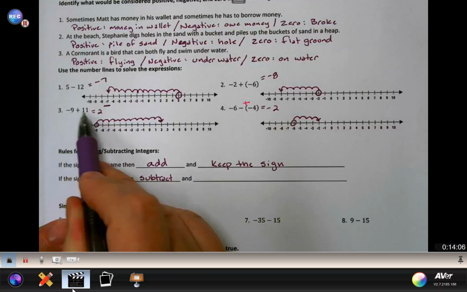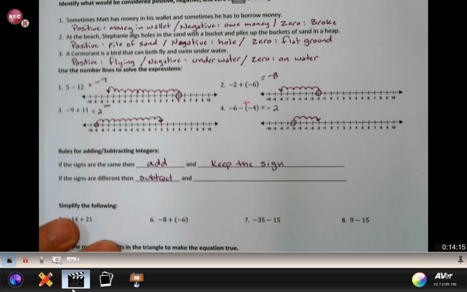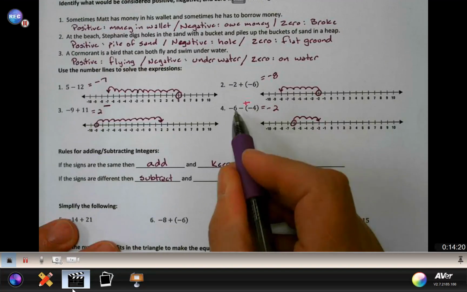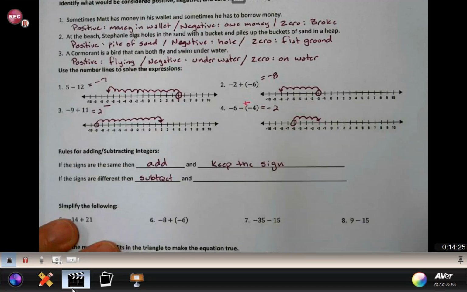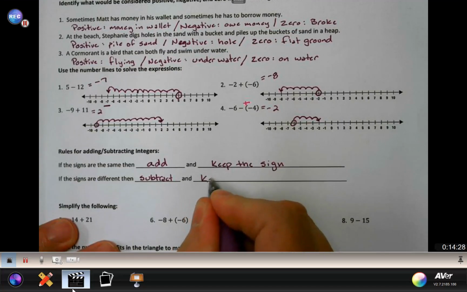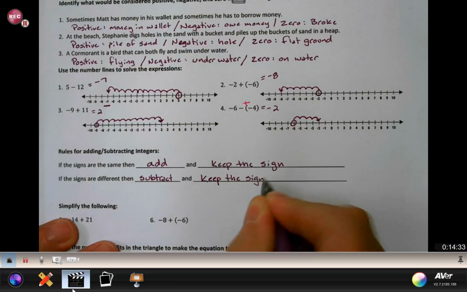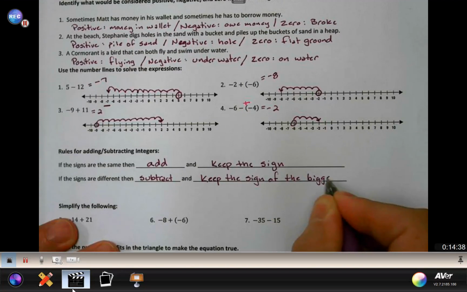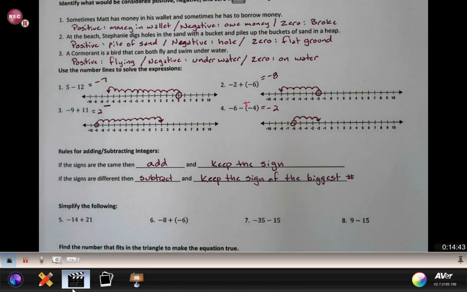Here, there are two different signs, a negative and a positive. 11 was the bigger number. 11 was positive, so our answer is positive. Over here, we had negative 6 plus 4. 6 was bigger, so we kept the negative sign that was with the 6. So we keep the sign of the biggest number. Remember, when we say biggest number, we're just talking about the number without the sign.